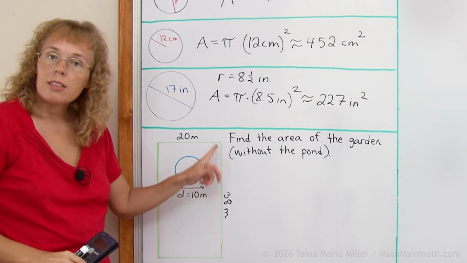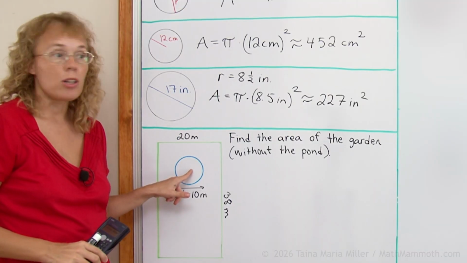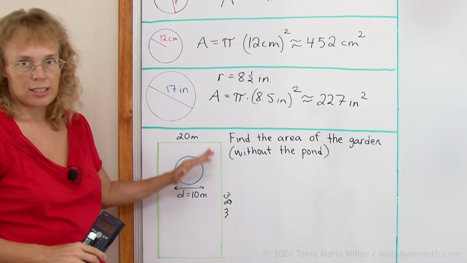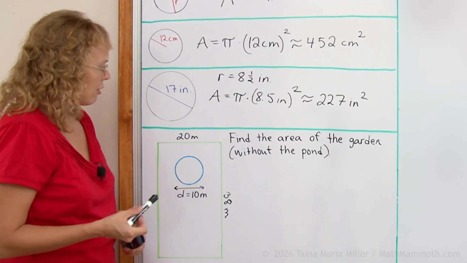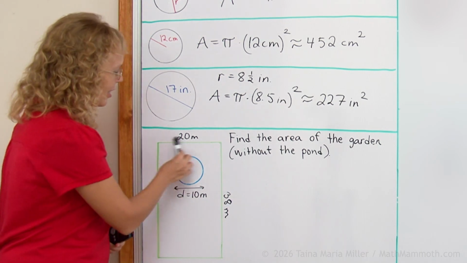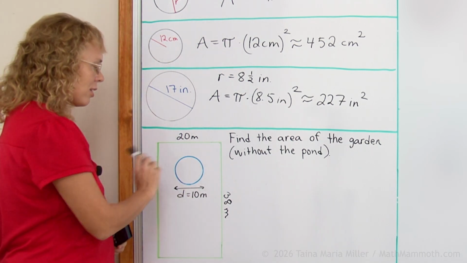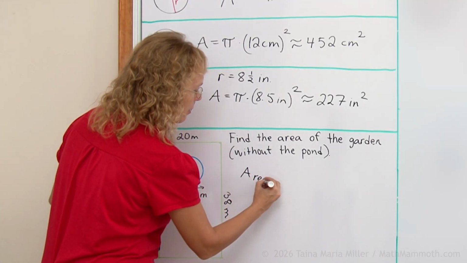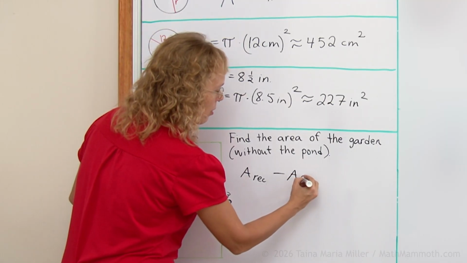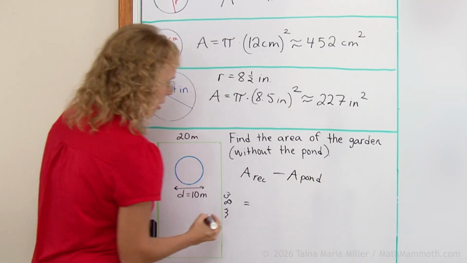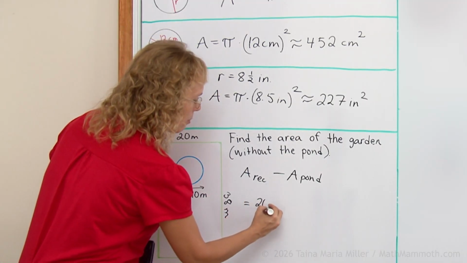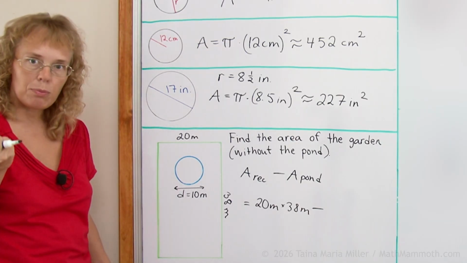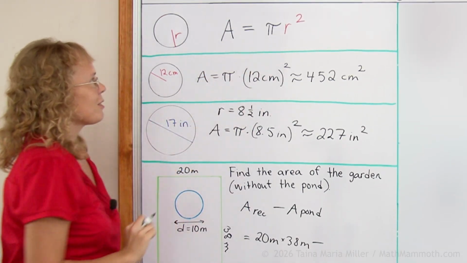Here's a garden, a rectangular garden, and inside it is a circular pond. We're going to find the area of the garden without the pond, this area that has grass and plants growing on it. And of course, we find that by subtracting. We would get the area of the rectangle minus the area of the pond. So I'm going to write here, area of the rectangle, take away area of the pond. And so area of the rectangle is, of course, 20 meters times 38 meters. And take away area of the pond, which is pi r squared.